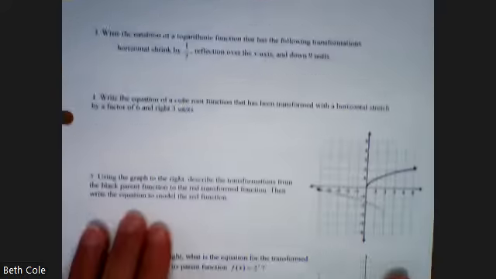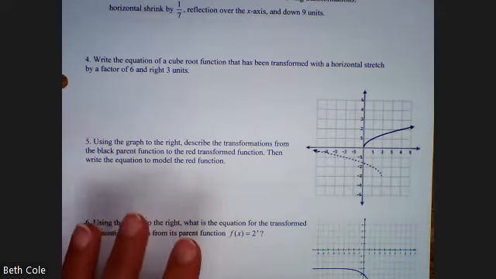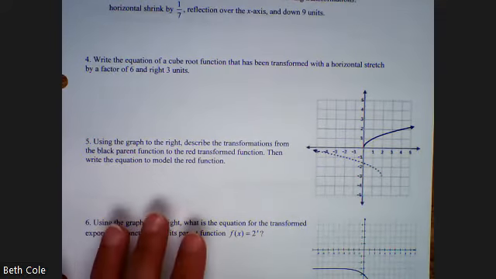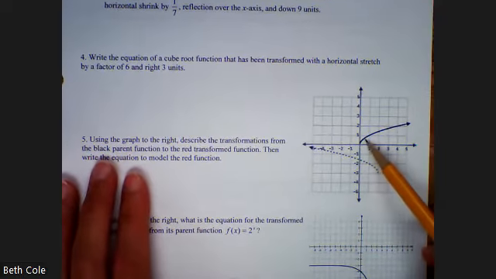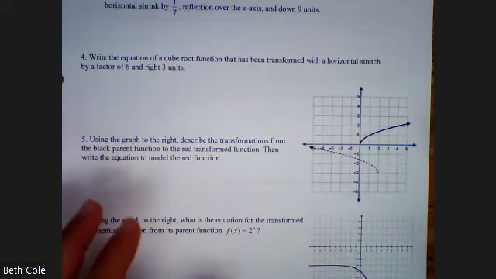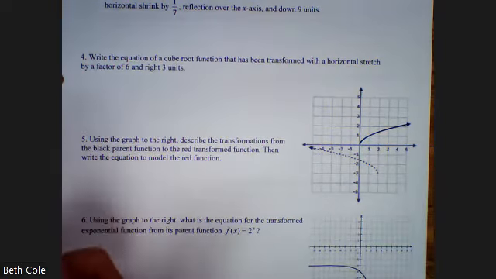Number 5, everyone look at 5. I know it says the red graph. We don't have color printing, so I'm really sorry. But we're going from the parent function here, that's the solid one. What transformations did we do to get from here to the dotted one? And then we're going to write the equation, okay?